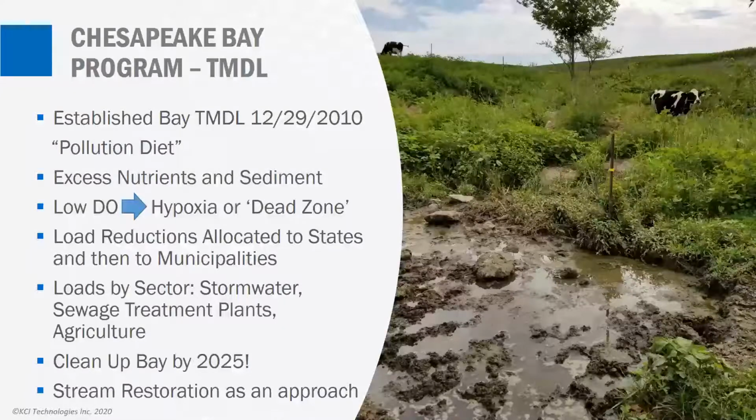The load reductions required to meet the Bay TMDL were allocated to each state within the Chesapeake Bay watershed, and then further allocated by the states to their local municipalities, and then also divided into separate sectors. This problem is not unique to the Chesapeake Bay. In fact, the EPA reports that nationally 46% of rivers and streams have excess nutrients. The goal in the Chesapeake Bay is to have the TMDLs addressed and the bay cleaned up by 2025. So now we're going to talk about how stream restoration can generate credits toward the Bay TMDL.